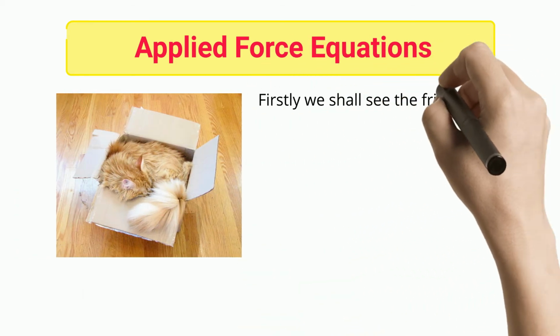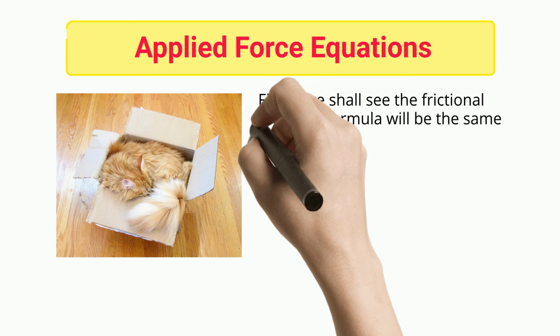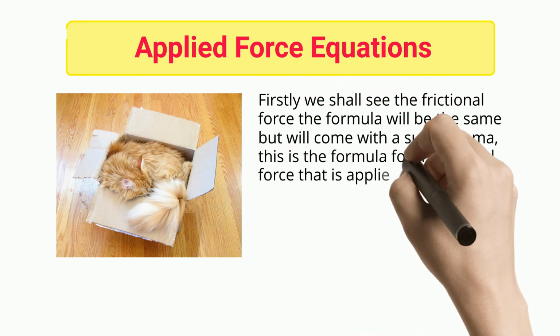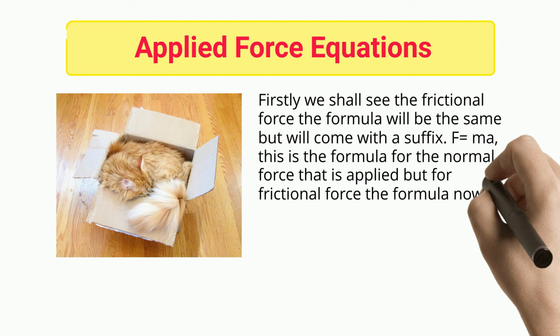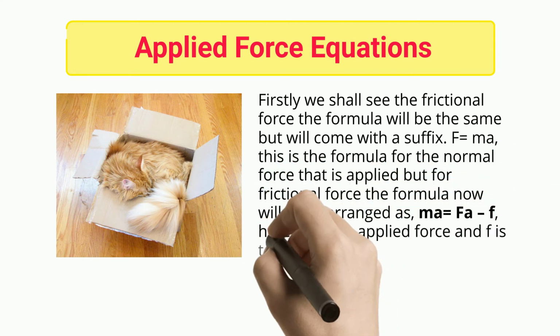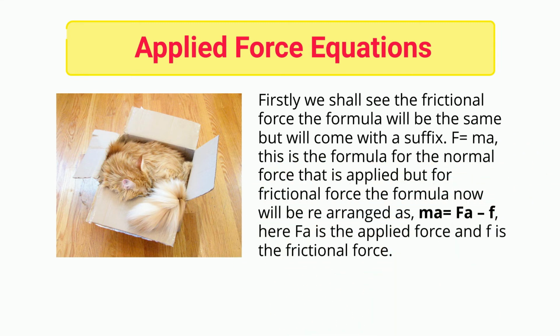Firstly, we shall see the frictional force. The formula will be the same but will come with a suffix. F equals ma is the formula for the normal force that is applied, but for frictional force the formula is rearranged as ma equals Fa minus F, where Fa is the applied force and F is the frictional force.